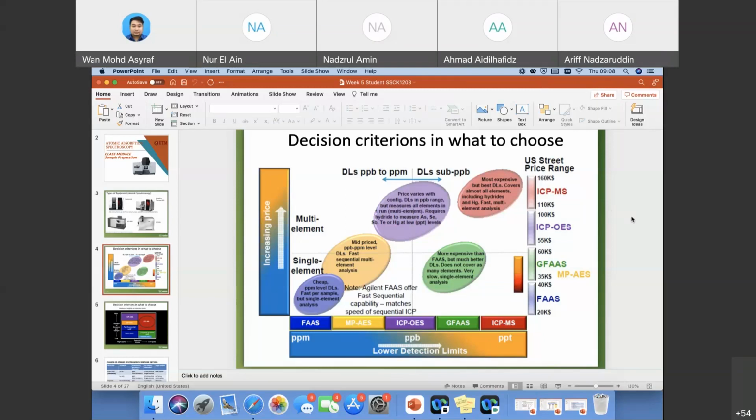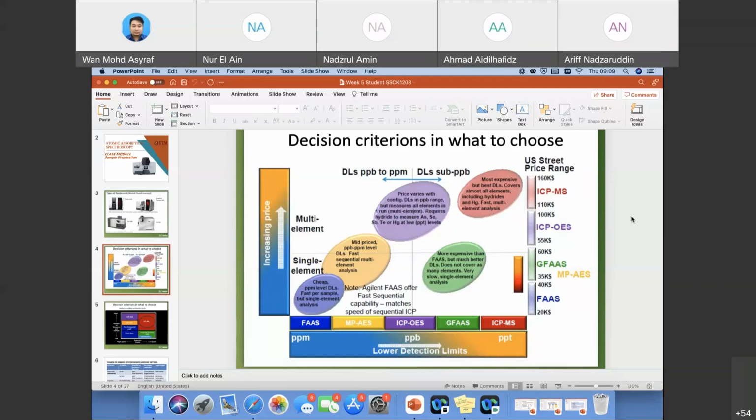So for multi-element analysis, you go straight to ICP-MS or ICP-OES. So it depends. If, for example, somebody came to you and said, I want to analyze copper only, you need to use a single element analysis, which is either FAAS or graphite furnace. It depends on your decision, and even your detection limit needs to play a role.